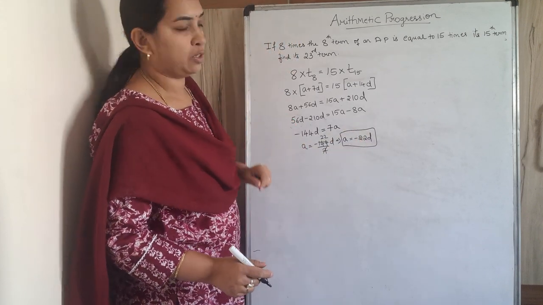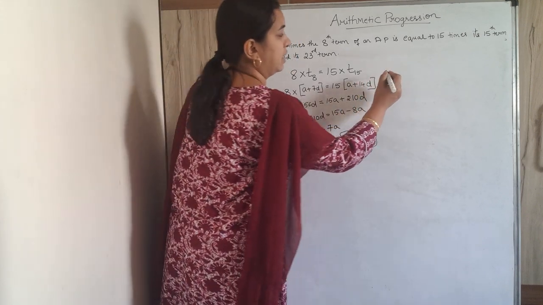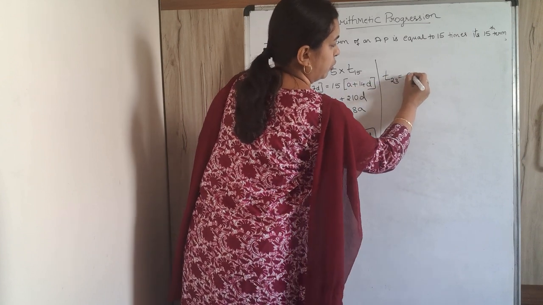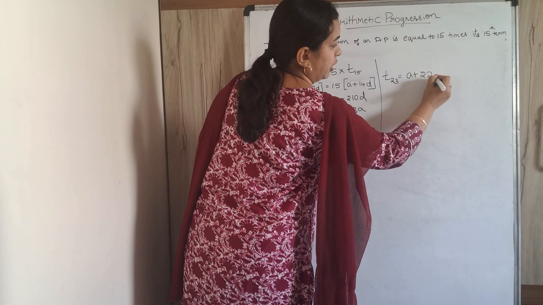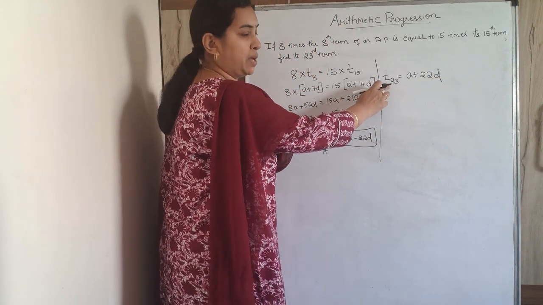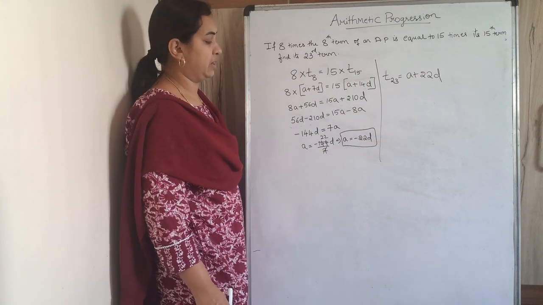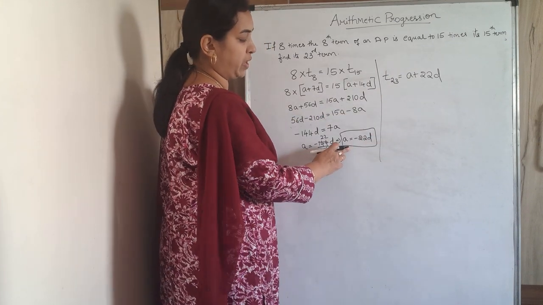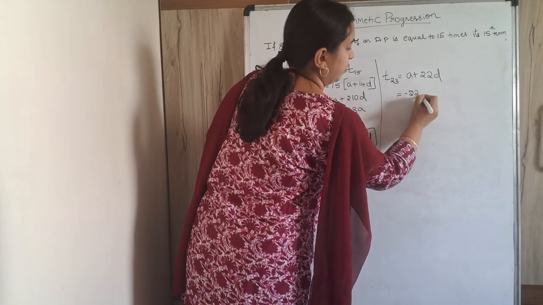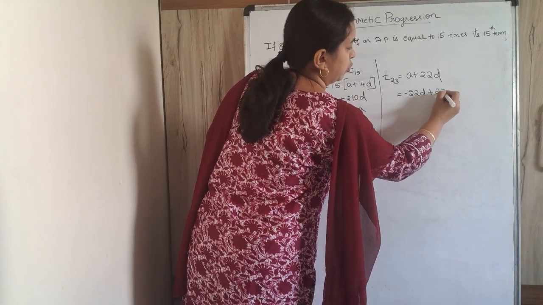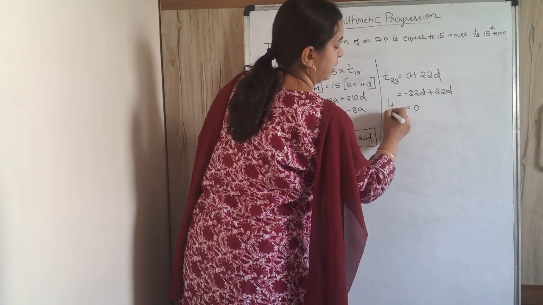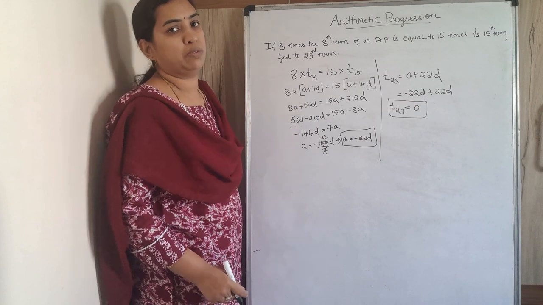You need to find the 23rd term, that is T23, which will be equal to a + 22d. So we write the 23rd term in AP as a + 22d. Substitute the value of a as −22d here, −22d + 22d, which will be equal to 0. So the 23rd term will be 0.